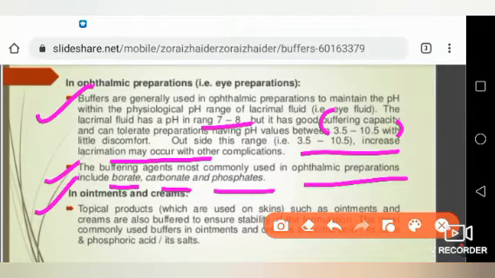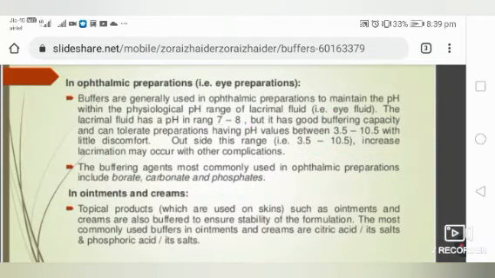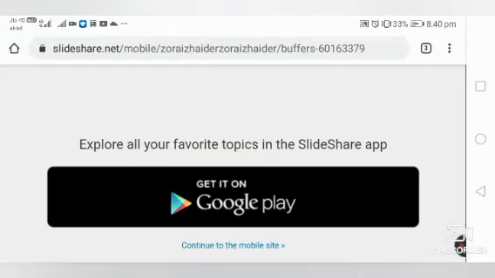Okay, sometimes it is used in ointments and creams also, which are skin creams. Ointments and creams are also buffered to ensure stability of the formulation. The most commonly used buffers in ointments and creams are citric acid and its salt, and phosphoric acid and its salt. Okay, so these, dear students, are the basics.